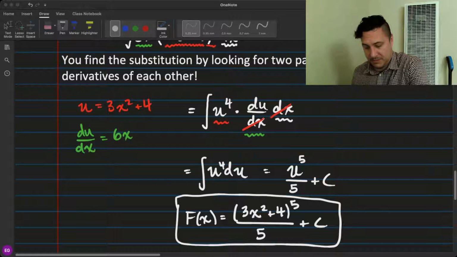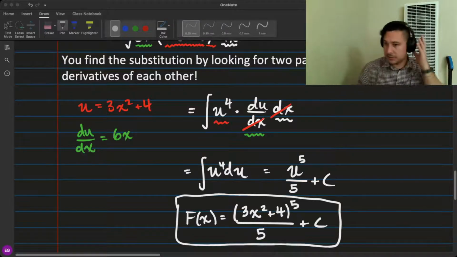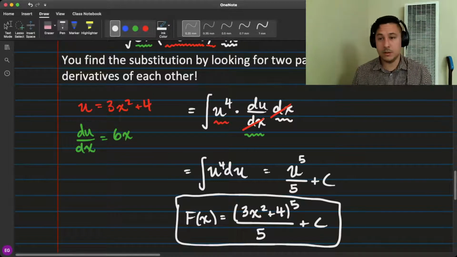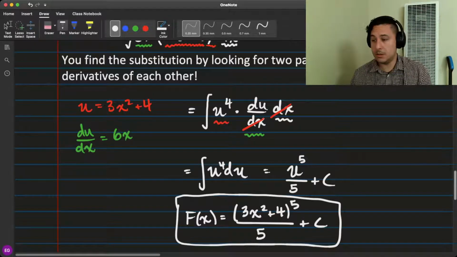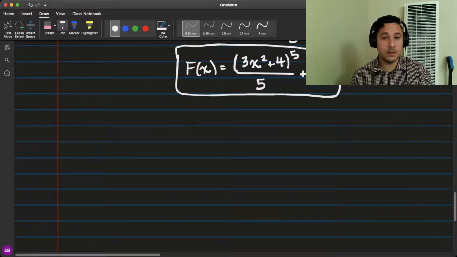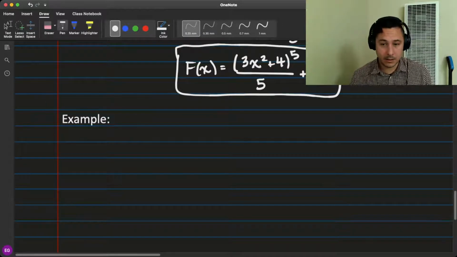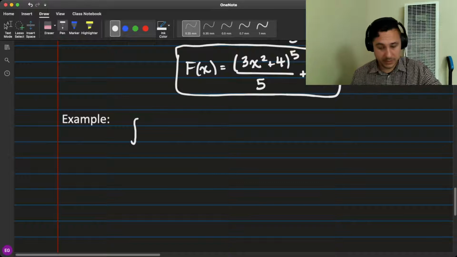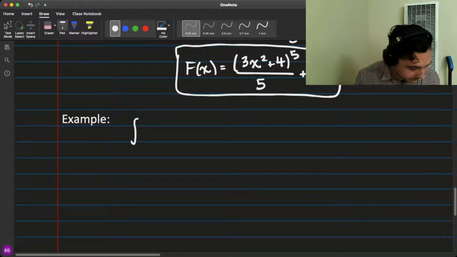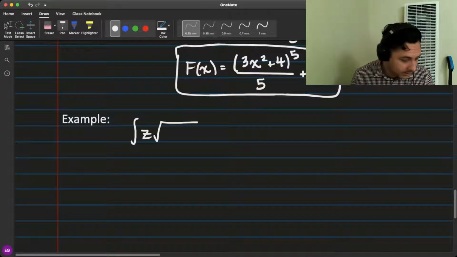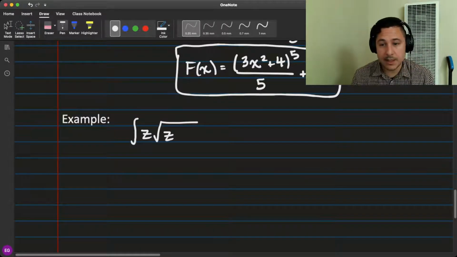Okay, I'm back. Okay, so let's do another example. Scroll down. Example. Let's integrate, find the antiderivative of z over the square root of z squared minus 5 dz.